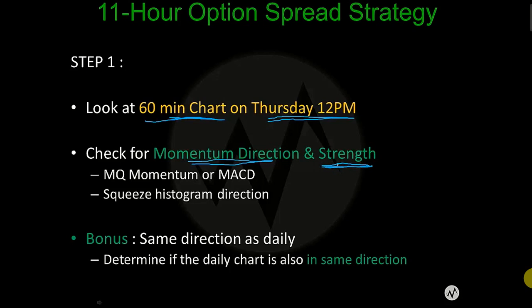You should be able, if you use momentum a lot, you should be able to gauge that. Now, for us in the trading room, we're using our MQ momentum indicator. If you don't have that, you can use MACD. Honestly, I don't know very many other momentum indicators because this is the one I use. I have no interest in learning other momentum indicators. One is enough. I also have the squeeze indicator.